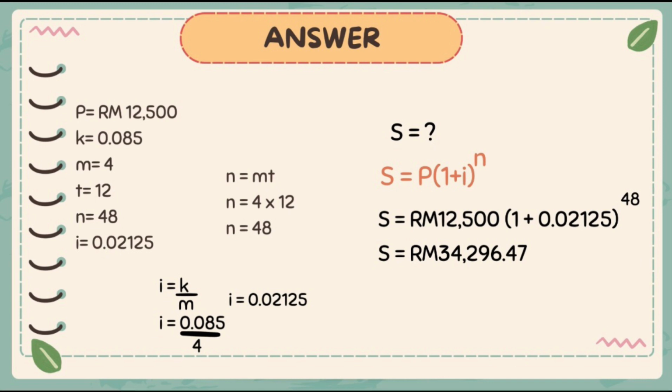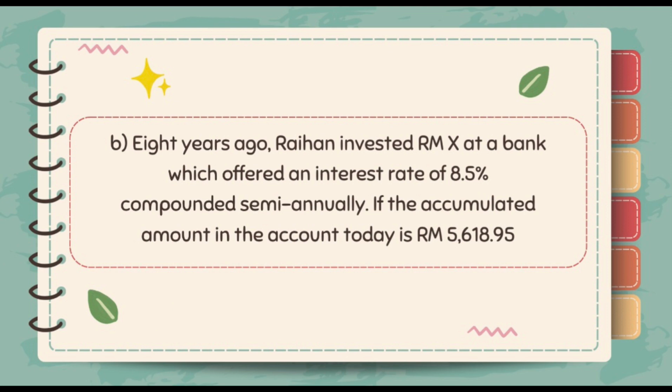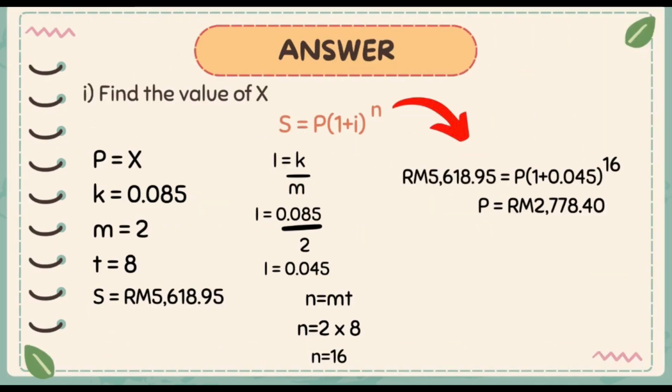When we put all of this information in the formula, we will get S equals 12,500 in bracket of 1 plus 0.02125 powered by 48, and the answer will be 34,296 ringgit and 47 cents.